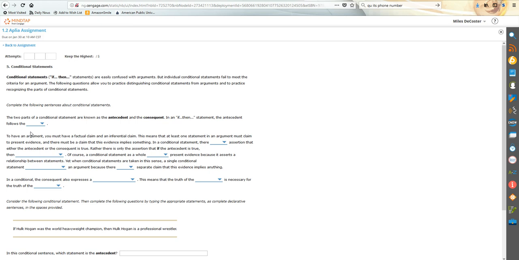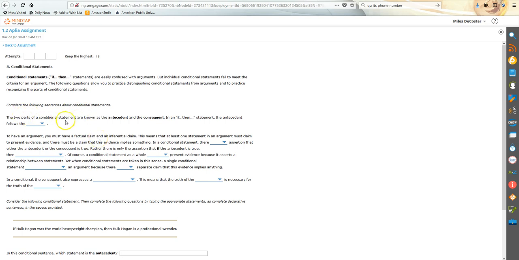Now later on, when we get to arguments, we're going to see that conditional statements are often used in arguments to help them work, but on their own are not technically arguments themselves. All right, so what they want me to do is complete the following sentences about conditional statements. So this is going to require me looking at some of that information in section 6.2.